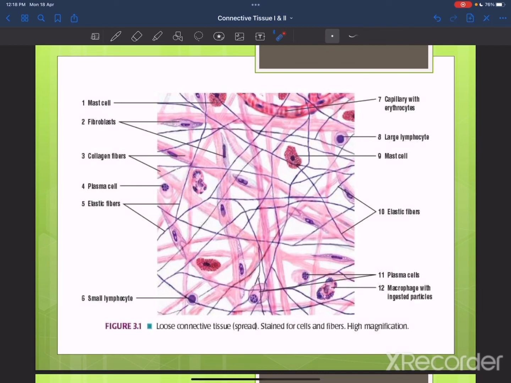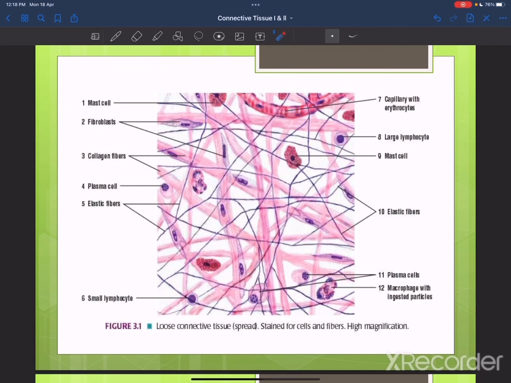This is another mast cell. These are the fibroblasts, the macrophage, and the fibers. This long thin fiber is the elastic fiber. This bundle of collagen fiber is pinkish in color, and in between are the spaces through which the ground substance is accumulated.